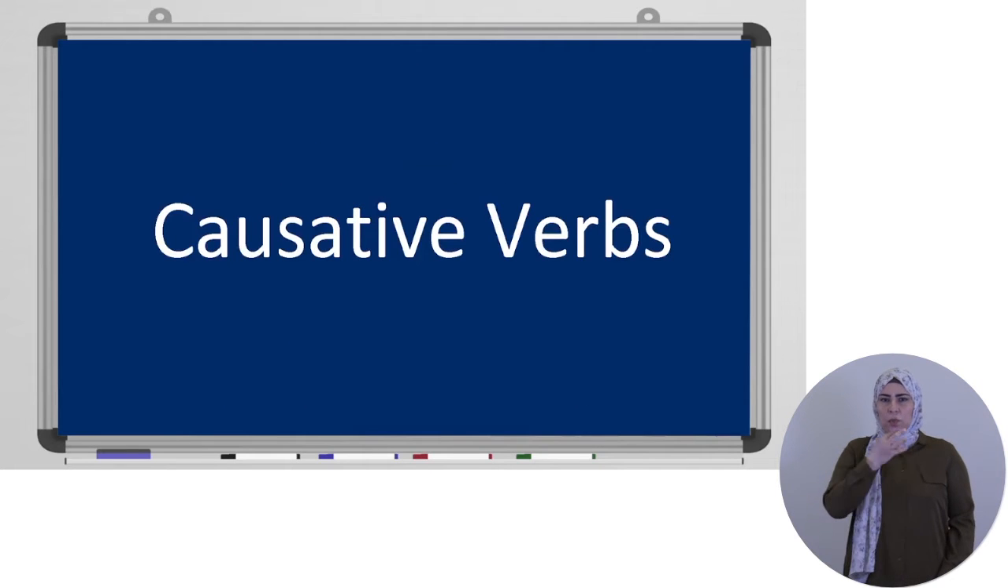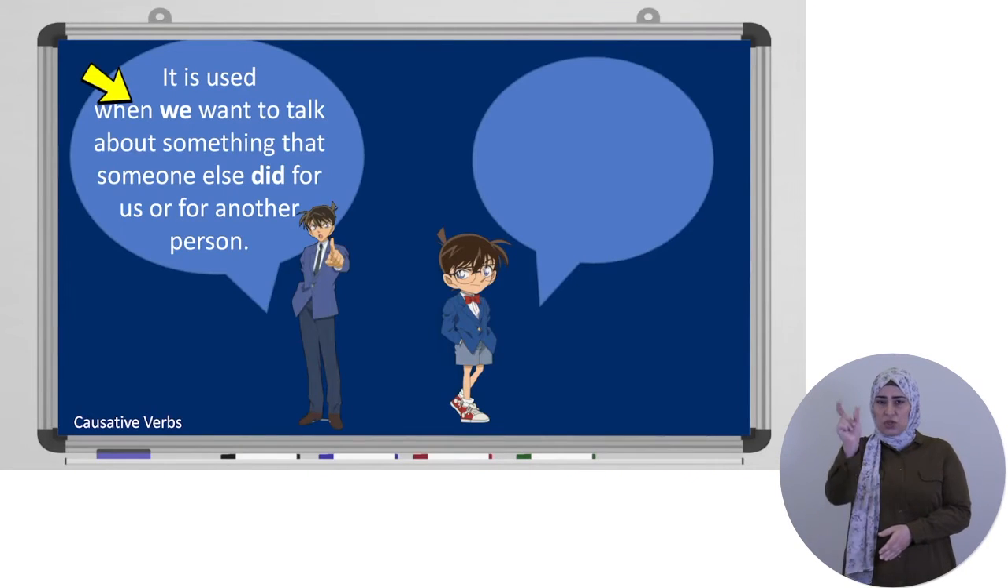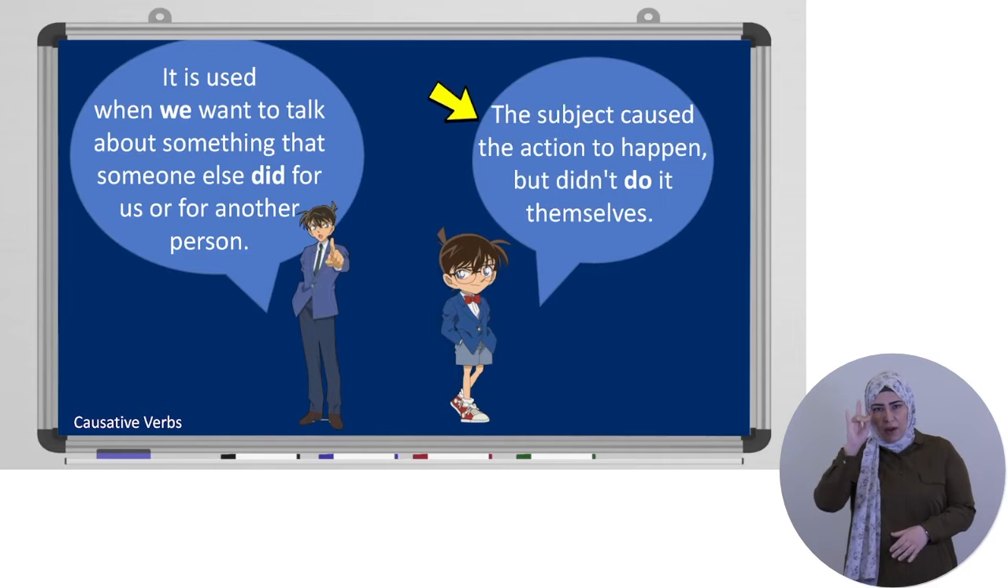Do you know anything about the causative? Let me tell you something from the name. Someone causes something to happen. Basically, we use the causative when we have someone do something for us. So the subject causes something to happen but didn't do it himself or herself. That's all there is to it. Let's look at some examples to make sure that you understand it well.